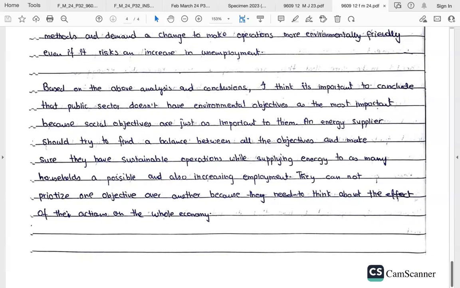An energy supplier should try to find a balance between all objectives and make sure that they have sustainable operations while supplying energy to as many households as possible, also increasing employment. They cannot prioritize one objective over the other because they think about the effect of the actions on the whole economy.